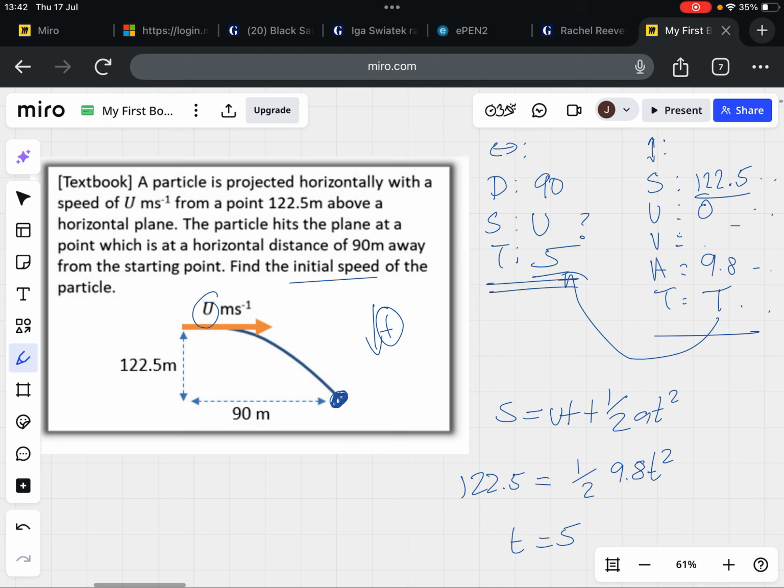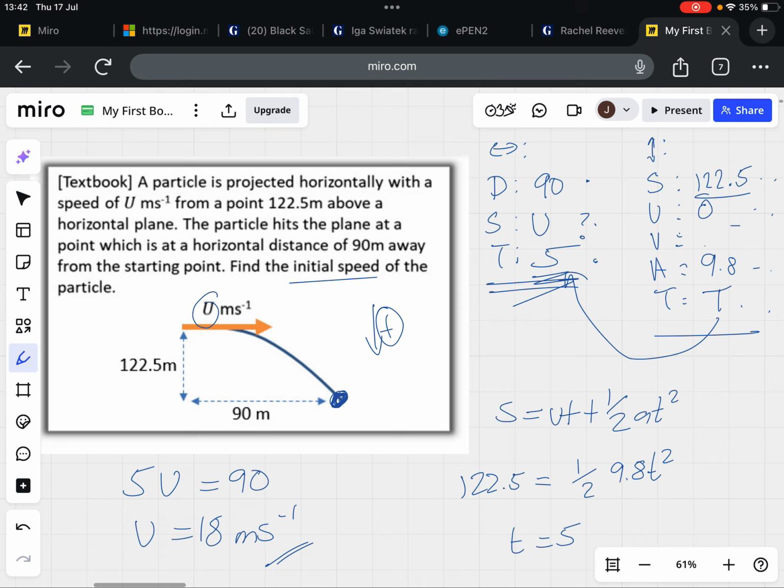So I'm going to use that 5. And you can now see I've got a 90, a u, and a 5. So distance equals speed times time. So 5u is equal to 90. u is equal to 18. So 18 meters per second. It says initial speed, so we should give units to it. So very, very similar to the first question.